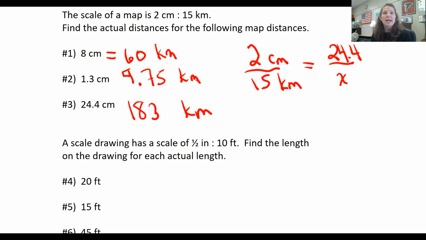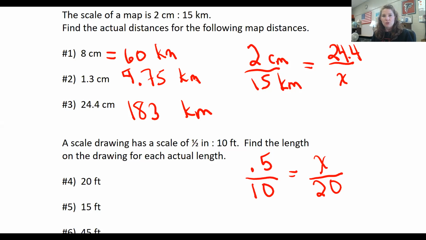A scale drawing has a scale of 1/2 an inch to 10 feet. I don't like fractions, I don't use them unless I absolutely have to. So I'm going to change my 1/2 to 0.5 inches over 10 feet. We want to know the length on the drawing, so they give us the actual length. These are feet, so since my 10 also is feet, I'm going to put 20 here. And I don't know my scale length.